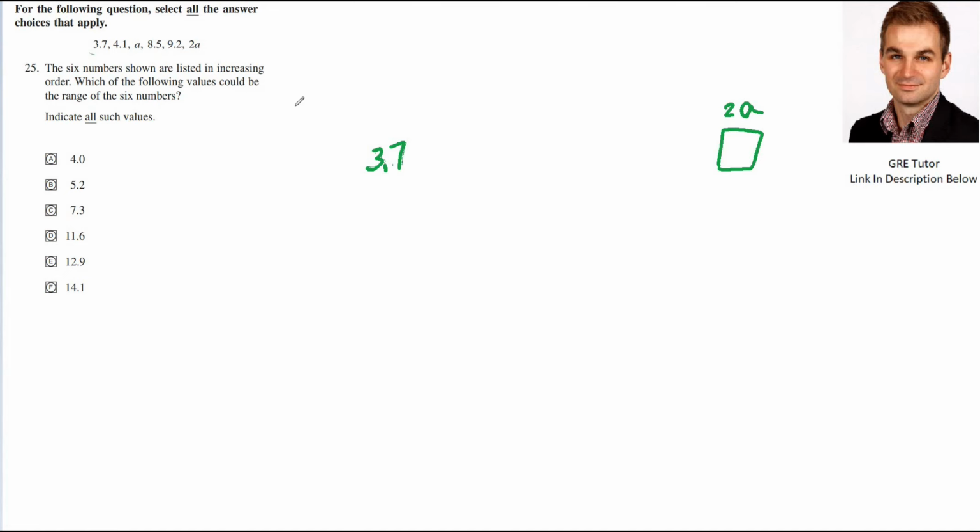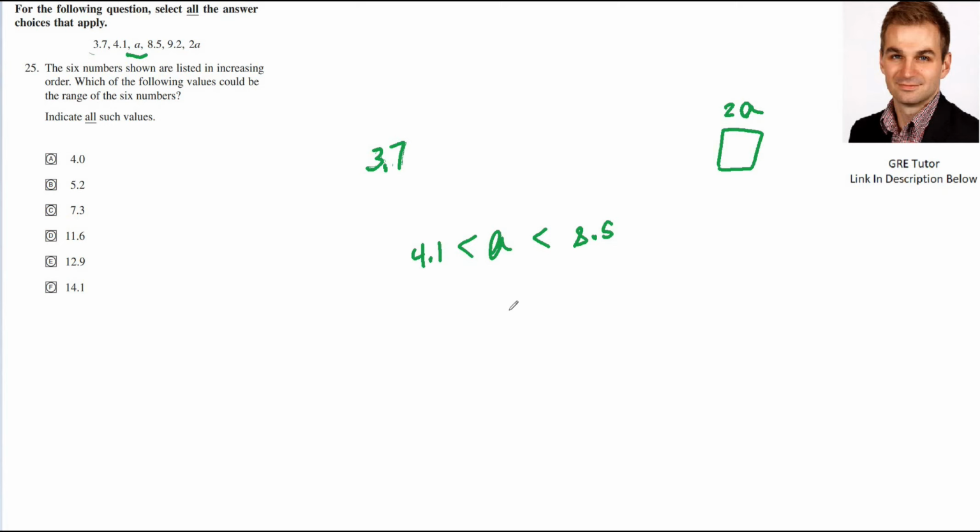Alright? So what we need to figure out is what 2a could possibly be. And we're given what a is, or at least we're given a range for a. Right? So a is going to be between 4.1 and 8.5. So a is going to be greater than 4.1 and less than 8.5, because we know that they are increasing in order. So I'm guessing that these things can't necessarily be equal to 8.5. I'm not really sure, but I'm going to assume they can't. So if this is what a can be, less than 8.5, greater than 4.1, then what can 2a possibly be?